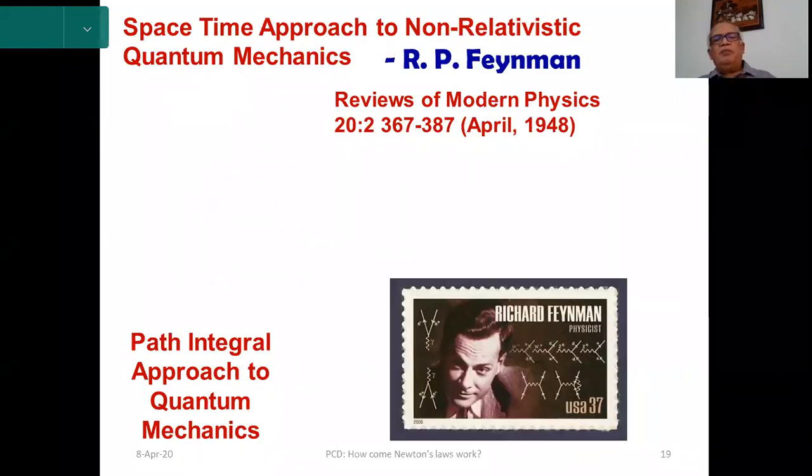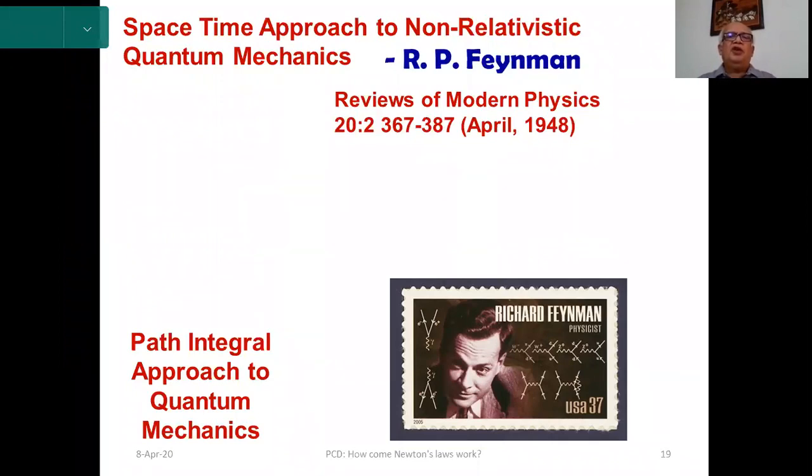So this becomes an integral part of Feynman's formulation of quantum mechanics. This is called the space-time approach to non-relativistic quantum mechanics. Feynman was a postdoc at the time, and this paper came out in the Reviews of Modern Physics in 1948. The method is called the path integral approach to quantum mechanics. And let me briefly narrate what this path is.